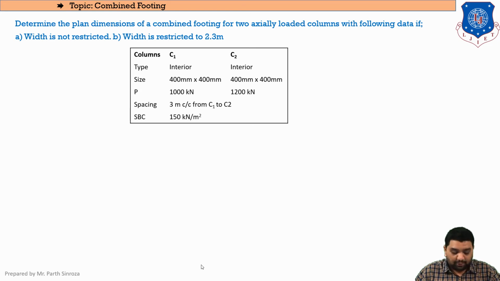There are two columns, namely C1 and C2. Both are interior columns, so there is no need to find the exterior points or the exterior bending moments. The size of both the columns is 400 by 400 mm. The load on column C1 is 1000 kN and the load on column C2 is 1200 kN. The spacing between these columns is 3 meters center to center, and the soil bearing capacity is 150 kN per meter square.